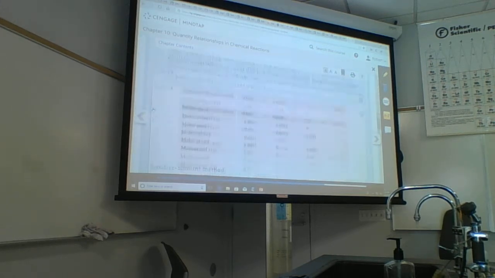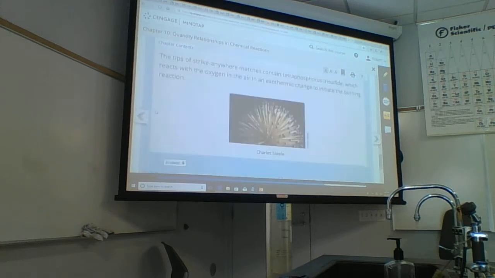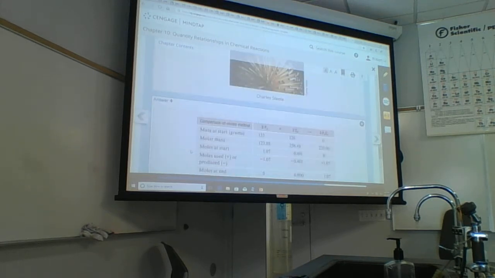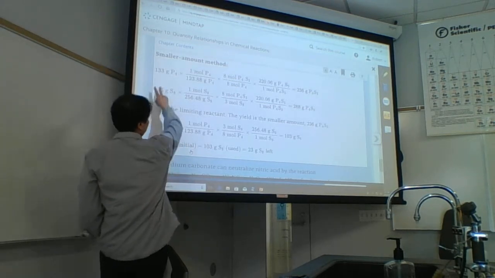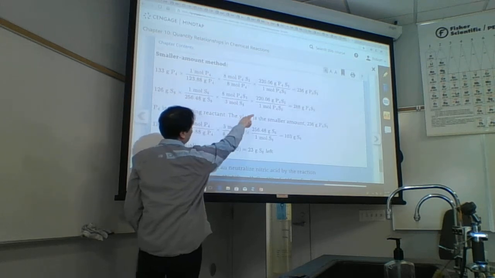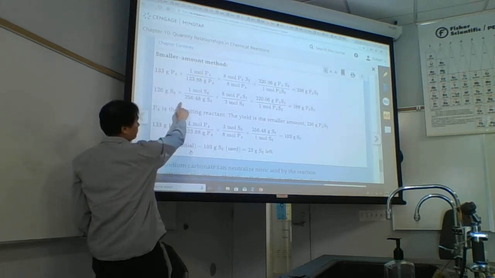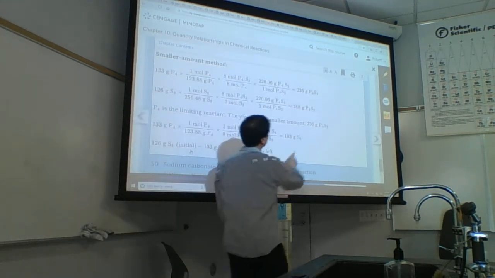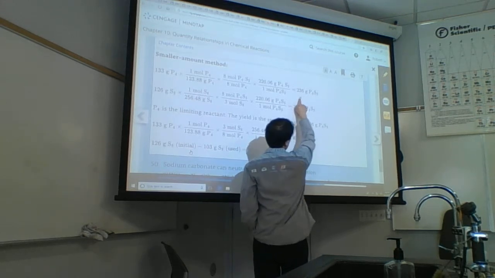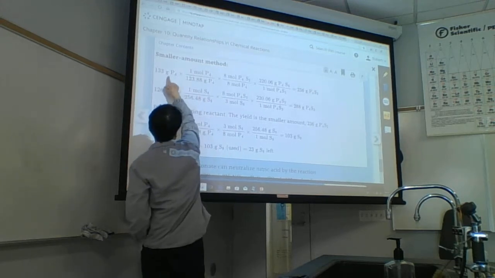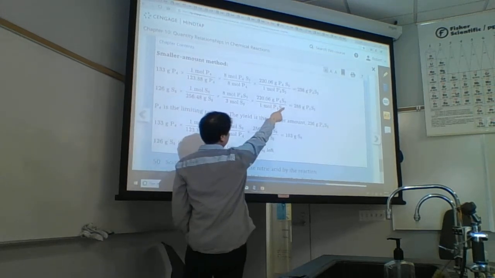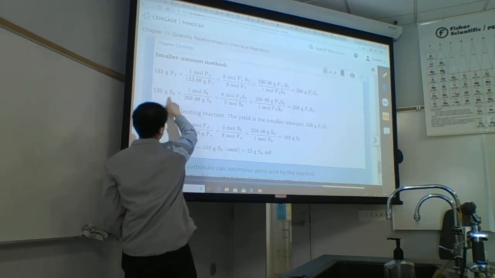Actually, let's look at the smaller amount here. Let's look at this one. You can see it's the same process. Calculate the yield from phosphorus, 236 grams. Calculate the yield from sulfur, 280 grams. So which one's the smaller amount of product? 236. Therefore, this is the limiting reagent. 236 is the theoretical yield. This is the excess reagent.